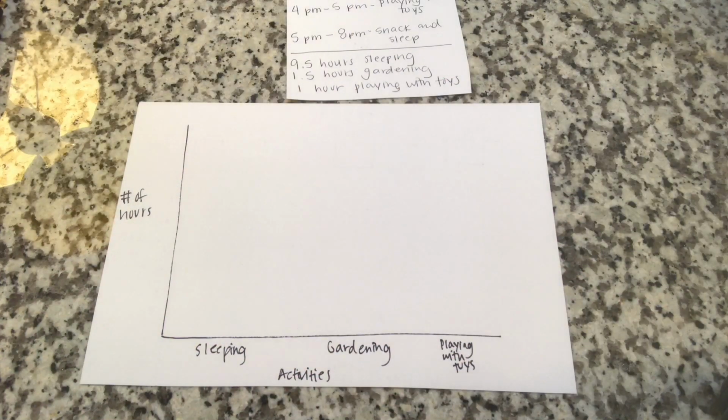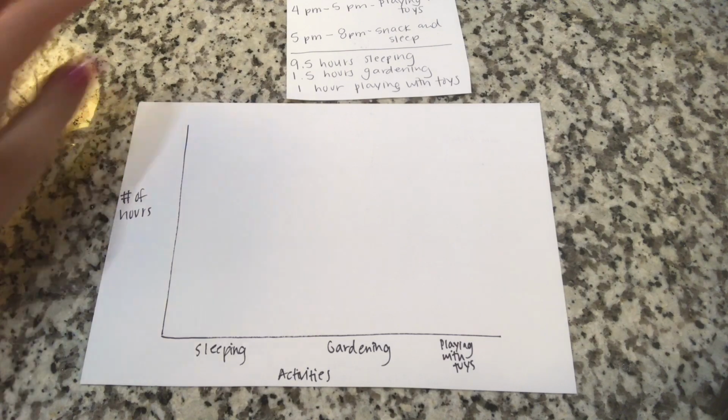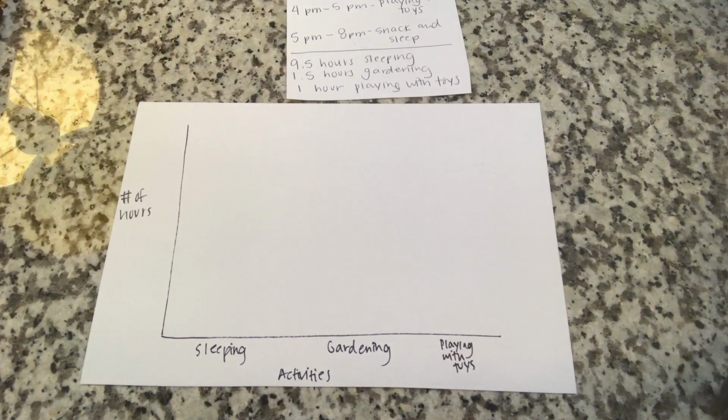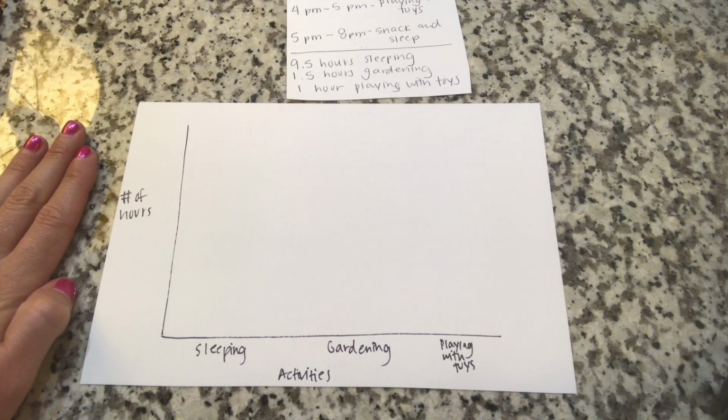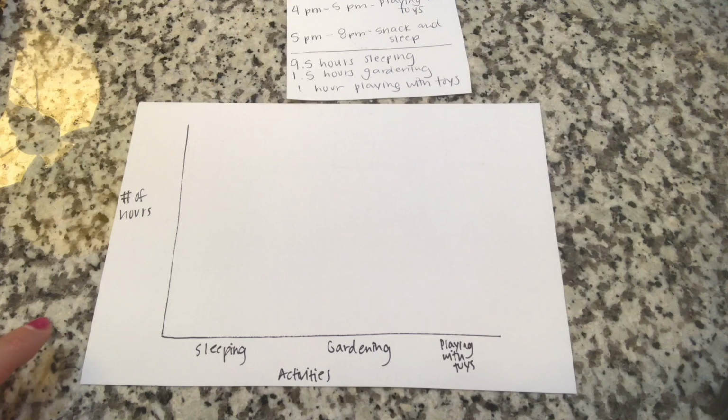All right, so now that you have recorded all of your information about what your pet has done, you're going to want to go ahead and set up your graph. So here I've started a bar graph where I have on my left-hand side on my y-axis the number of hours, and then over here on my x-axis I'm going to have the activities.